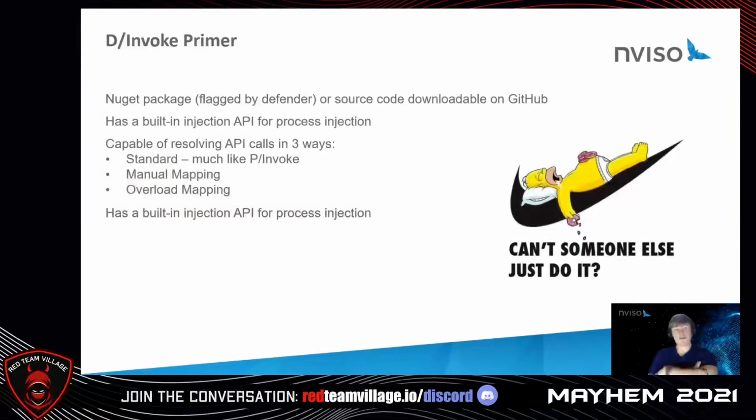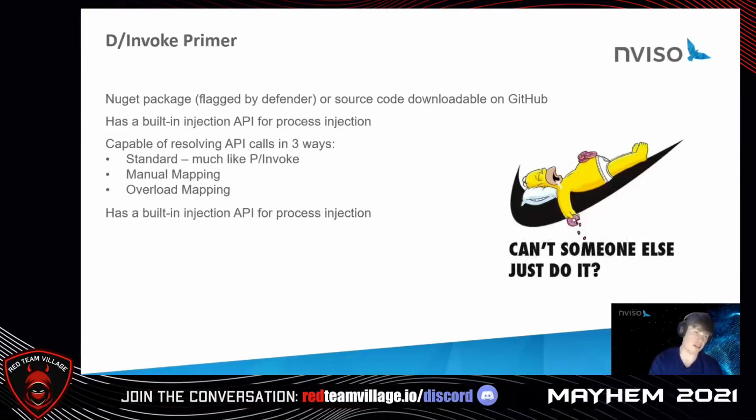So let's give a DInvoke primer for just a second. It has a NuGet package, which is basically the package manager for .NET. But the NuGet package, unfortunately, gets flagged by Defender nowadays. But you can just import the source code, which is downloadable on GitHub anyway, and manually import that into your project, and that is not flagged by Defender yet.